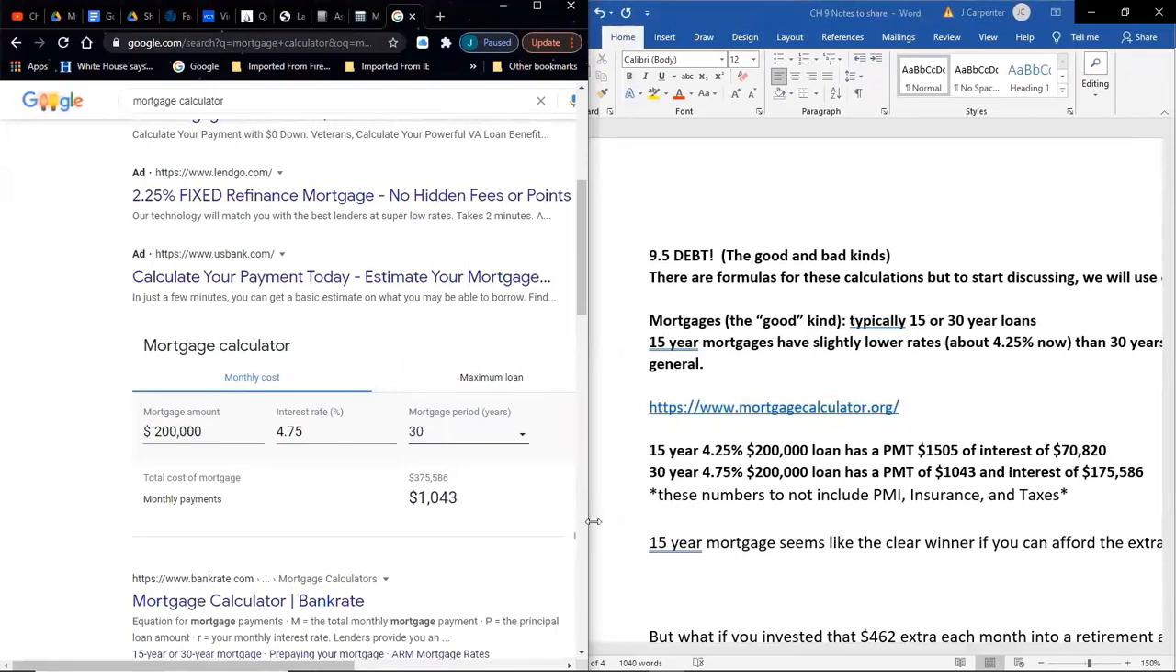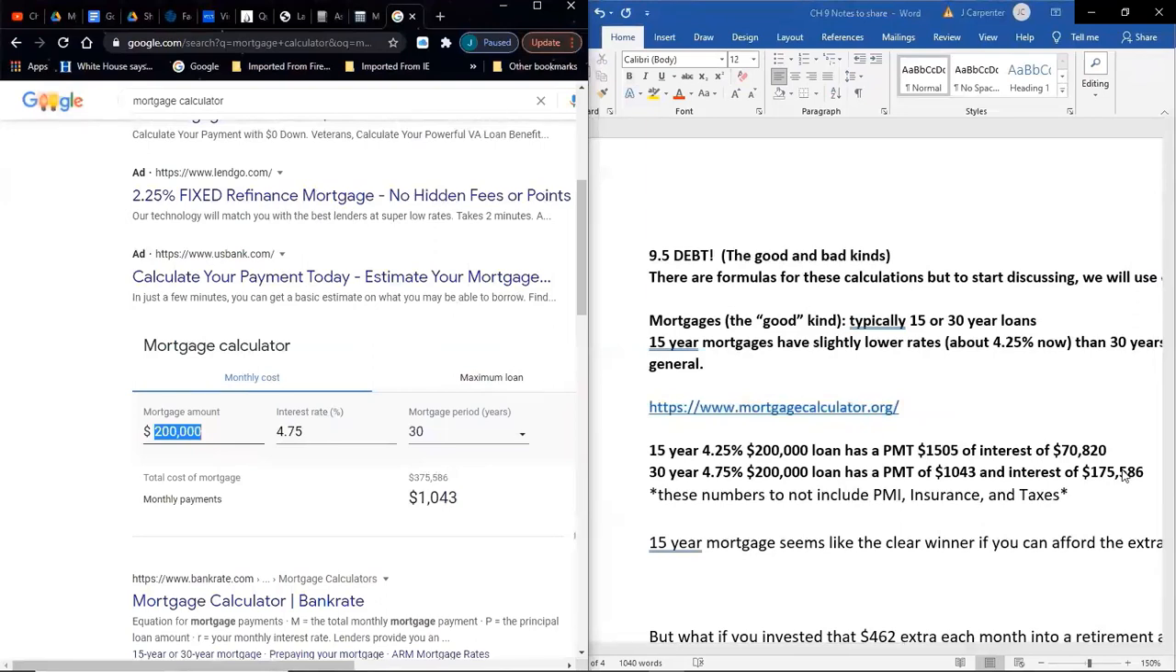Remember, total interest is the difference of what you pay. See, this says total cost of mortgage. So that's what you paid for your home versus what you're borrowing, which is the $200,000. So wow, when you get this 30-year loan, you pay almost twice what the home is worth.